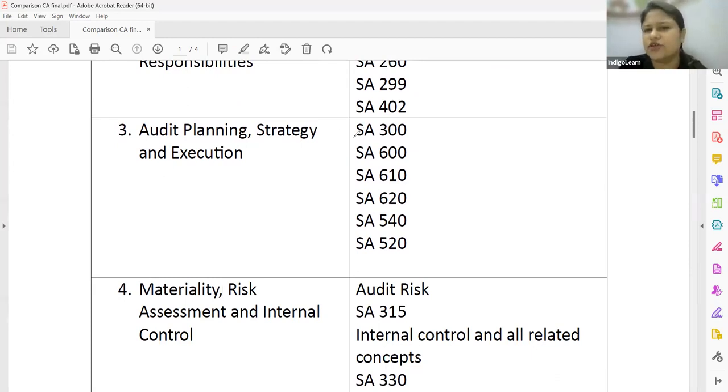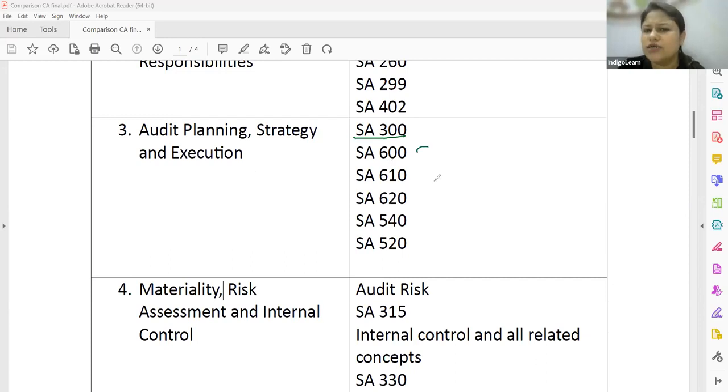So basically 300, which talks about planning, will continue. In this chapter, you're going to talk about audit plan, audit strategy, audit program, interrelationship of audit planning and strategy, all of that, documenting the strategy, the plan, the program, the advantages and disadvantages of the audit program. All of that will continue to remain the same.